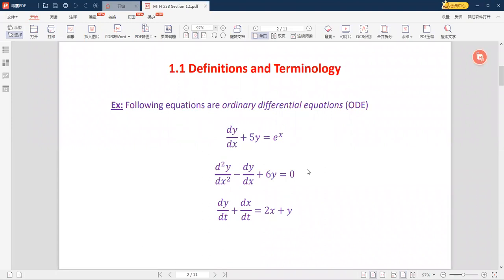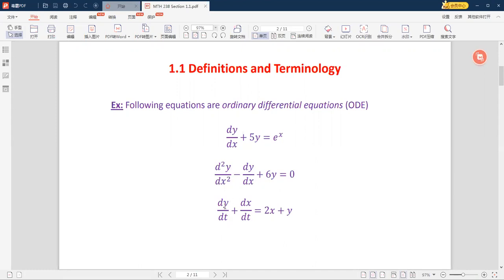In the second example, we have another ordinary differential equation. This time we have second derivatives. So we have d2y over dx2 minus dy over dx plus 6y equal to 0. This is called second order, because you have the second derivatives. But again, you only have one independent variable, x. And we need to solve for y in terms of x from this equation again. So y is a function we need to solve from this equation.